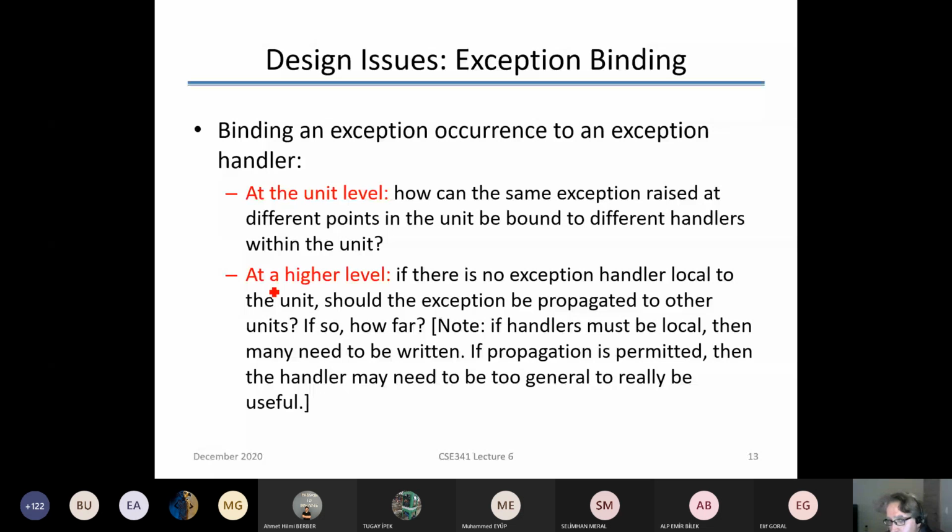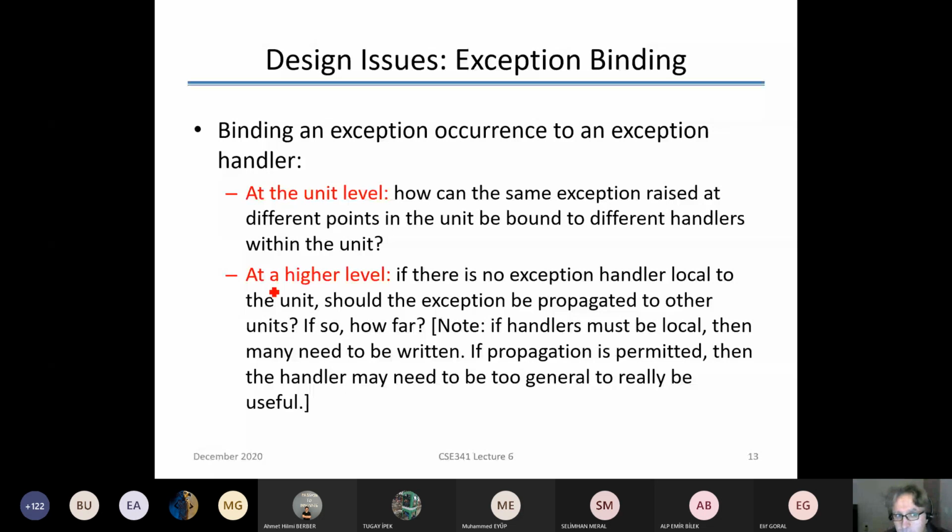How can the same exception, let's say division by 0, which I have in 4 different places in the unit, be handled? How do I make sure that these different points in the unit are bound to maybe different handlers or maybe the same handler? How do I actually bind that? So this is at the unit level, multiple exceptions happen, same or different. And I want to be able to answer the question, which handler is handling which? So this is the binding.